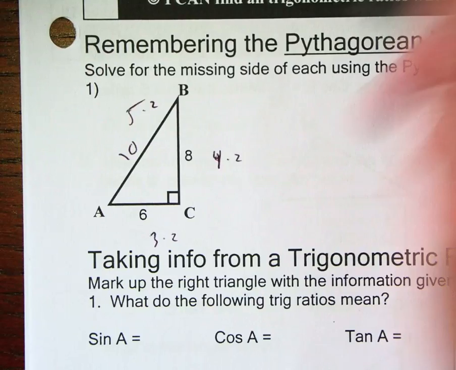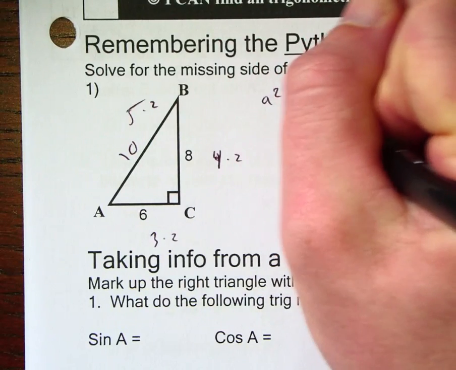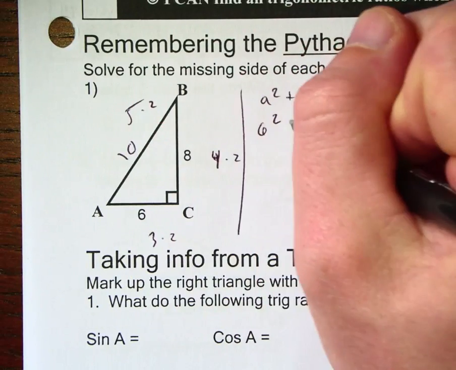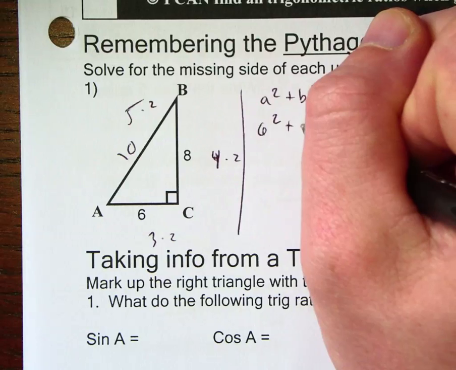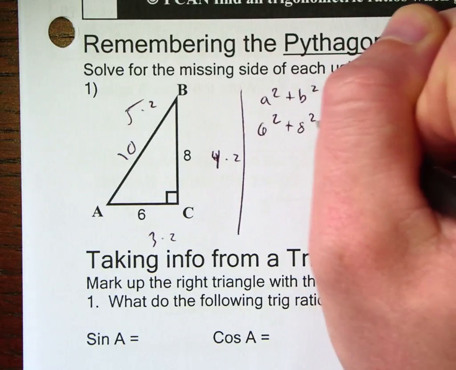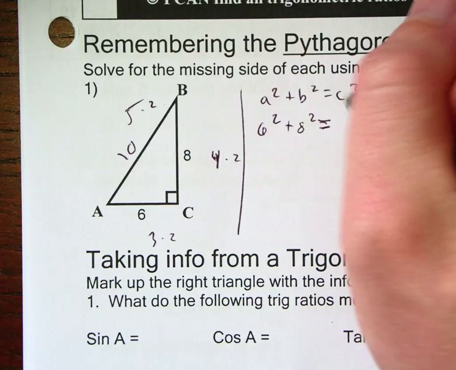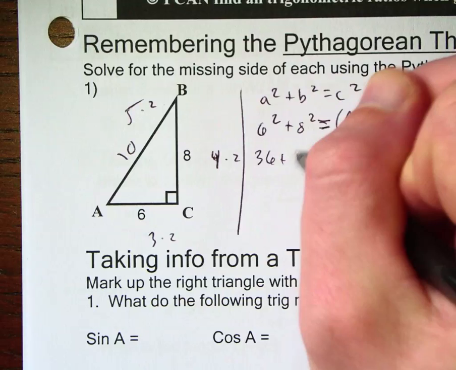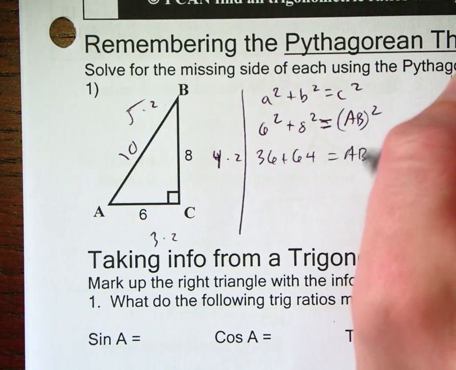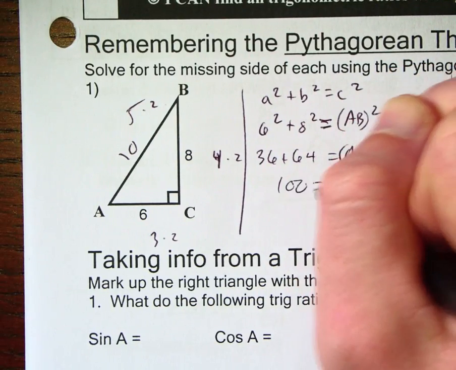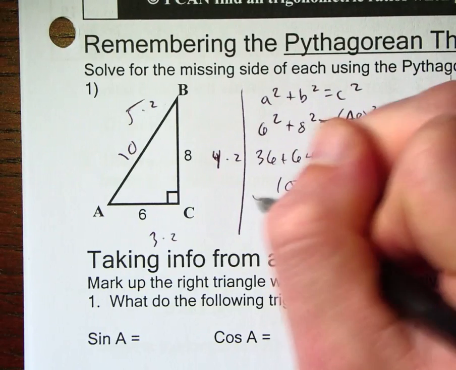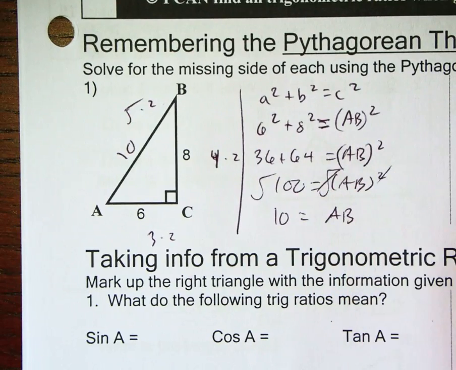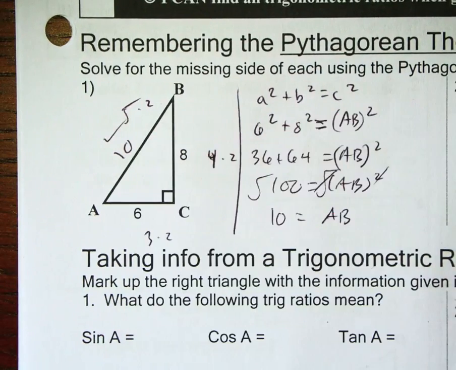But you need to be able to find a missing side. So if you don't see it, a squared plus b squared equals c squared. My a, one of my legs, is 6. My b, another leg, is 8. My c is always my longest side. It's over here. I don't know what that is. It's just called c squared. So you get 36 plus 64. 100 equals c squared. And if we square root both sides, you get 10 is equal to c. There we go. Good to go.